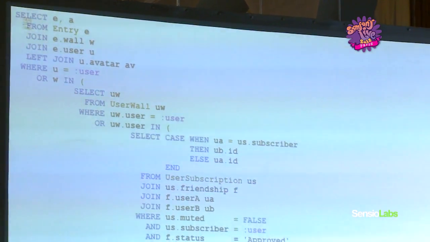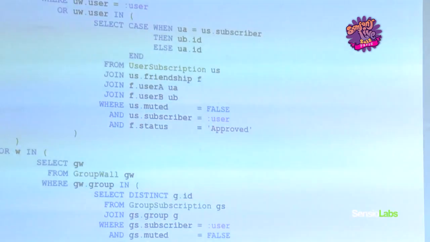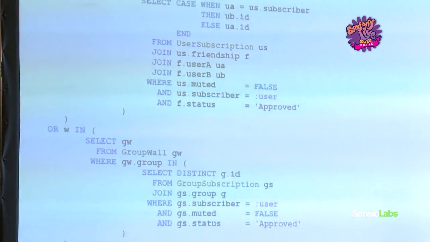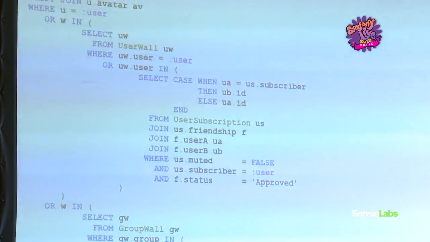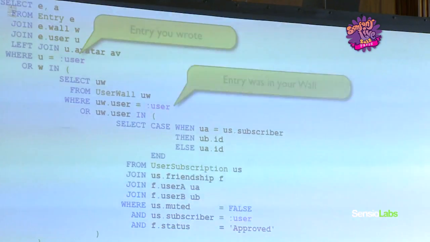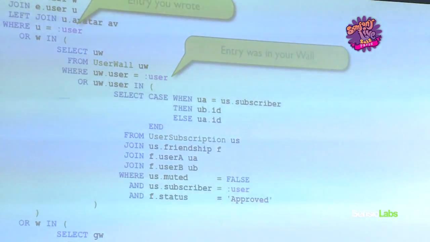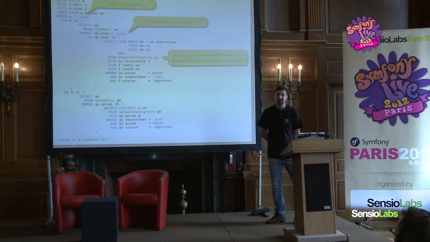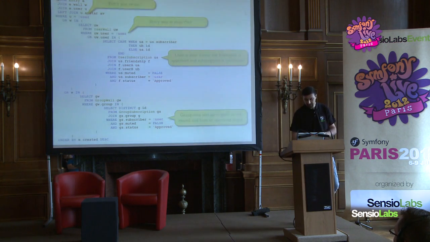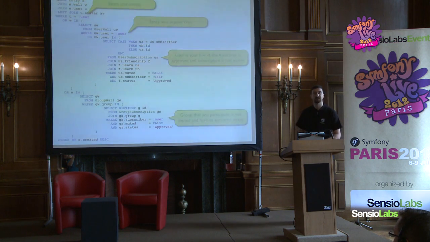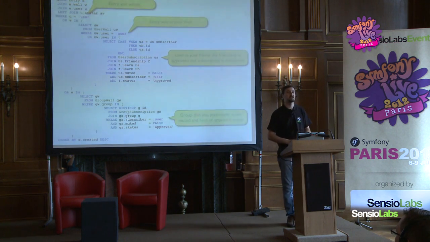So mainly you're going to have 3 levels of queries, which is amazing. You should never do this at home, trust me. But anyway, we're just trying to fetch the entry that you wrote, and also the entry that was inside of your wall, or if the user is your friend, the friendship is approved and the subscription is not muted. And also, the group that you participate in is not muted, and you have an approved status in the case that it's per invitation. That's the query. That's exactly what your timeline displays.